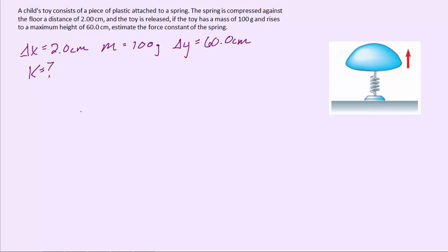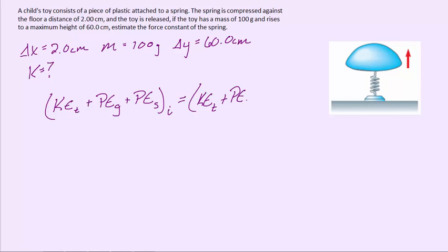So using our conservation of mechanical energy, we'll have translational kinetic energy plus our potential energy due to gravity plus our elastic potential energy of the spring, initially equal to our translational kinetic energy plus our potential energy of gravity plus our potential energy of the spring at its final point.